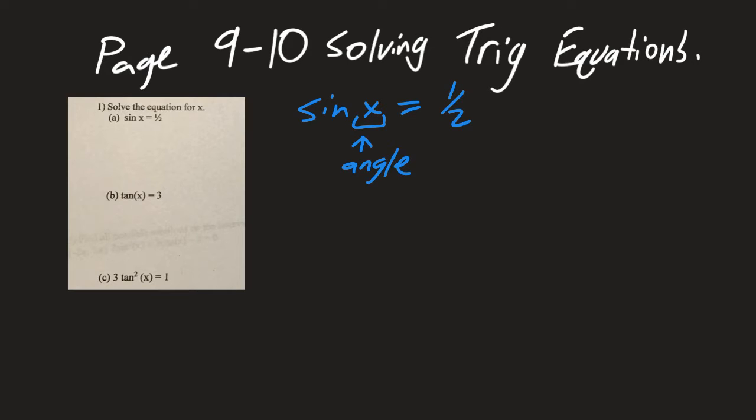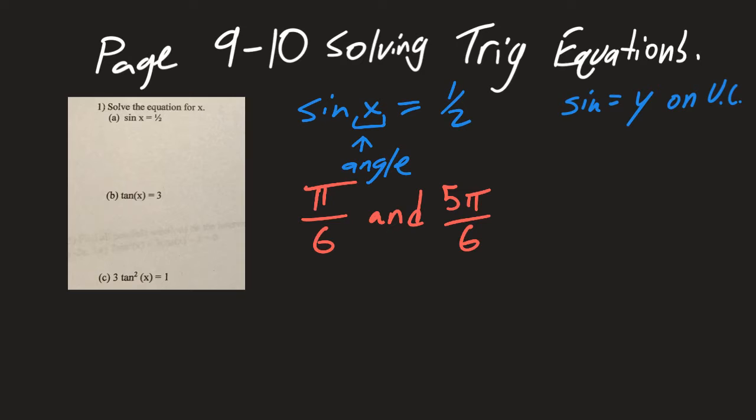And I can find this on the unit circle, right? Remember, sine is y on the unit circle. So where are we going to have a sine value that is equal to 1/2? Go ahead, take a second, look at your unit circle, find that 1/2 for me. And hopefully you came up with pi over 6 and 5 pi over 6. Now, those two solutions both have a sine of 1/2.